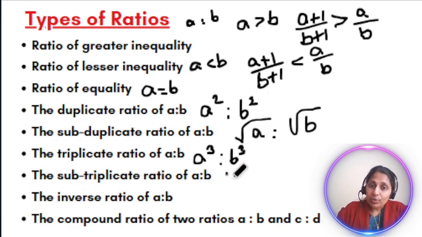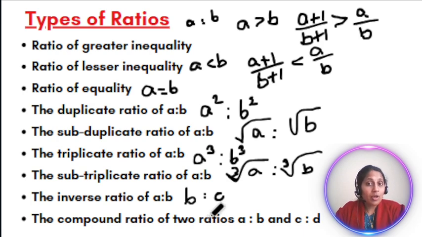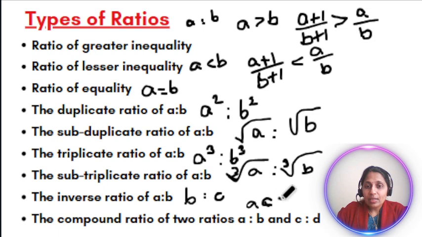Subtriplicate is cube root: cube root of A is to cube root of B. Inverse of A is to B is simply B is to A. And the compound ratio, when we say the term compound, it involves two fractions, two ratios. So compound ratio of two ratios, A is to B and C is to D, is AC is to BD.